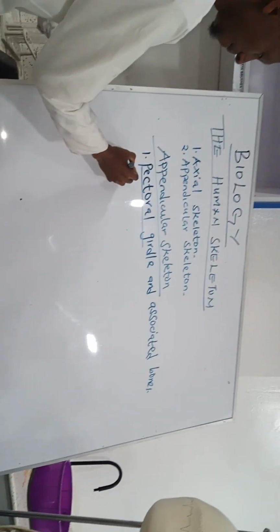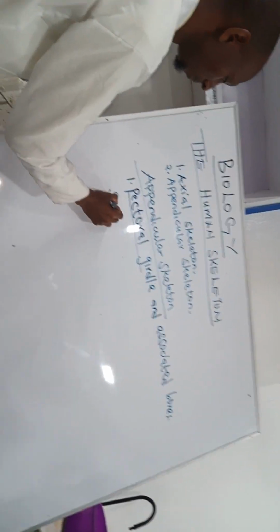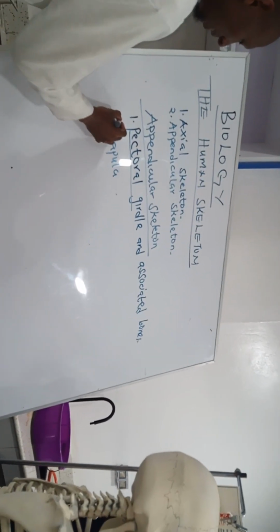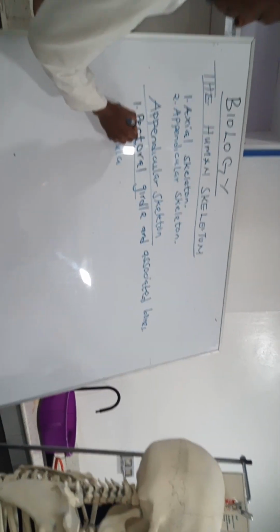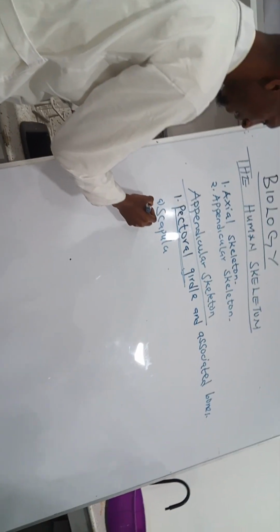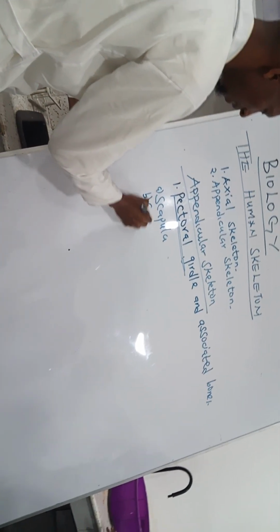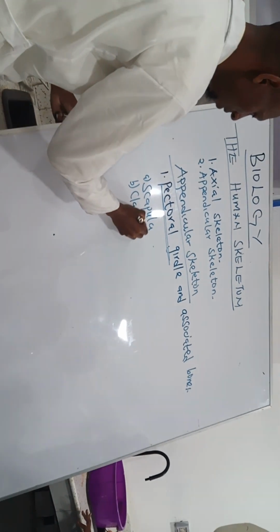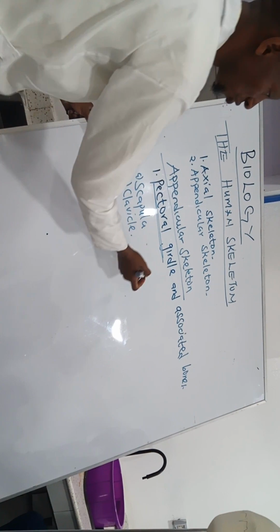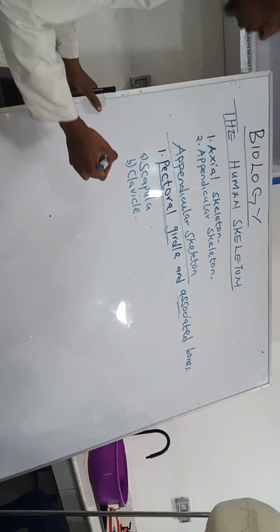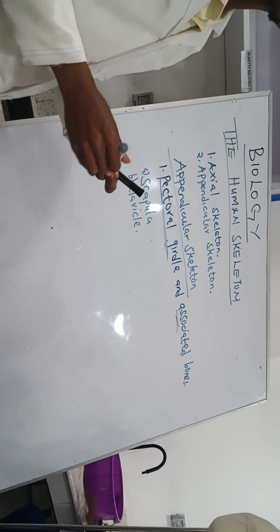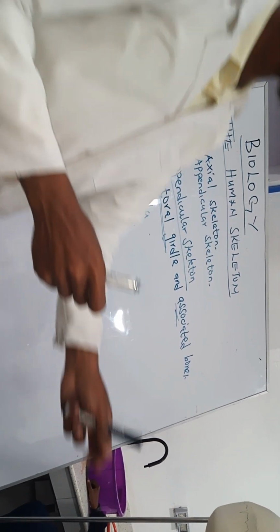We have the scapula, one bone called scapula. That is the first one. And the second part that makes the pectoral girdle, we have the clavicle. And we have the associated bones. So the associated bones include, for example, if I start with the pectoral girdle, this one.